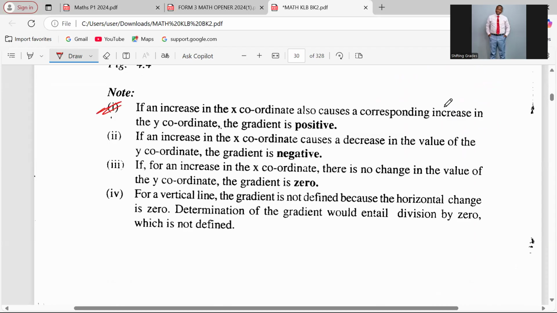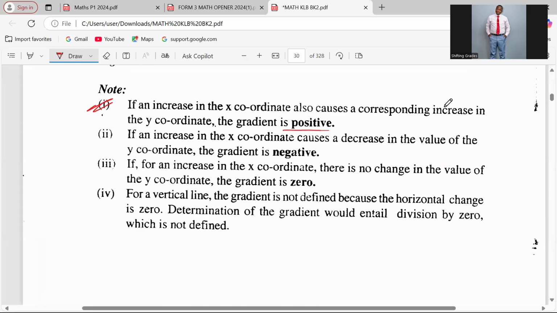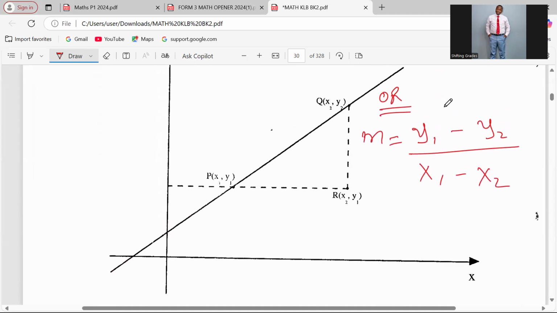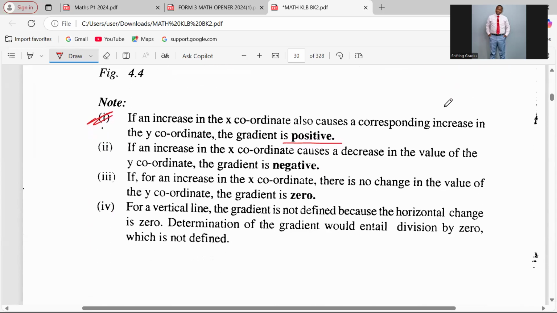Look at this. If an increase in the x coordinate also causes a corresponding increase in the y coordinate, the gradient is usually positive. That is something you're supposed to note. So a positive gradient, like the line here, x1 and x2, you discover x2 is greater. Then from y1 to y2, y2 is again greater than y1. So increasing the x value has led to a corresponding increase in the y value. Such a line will be having a positive gradient.